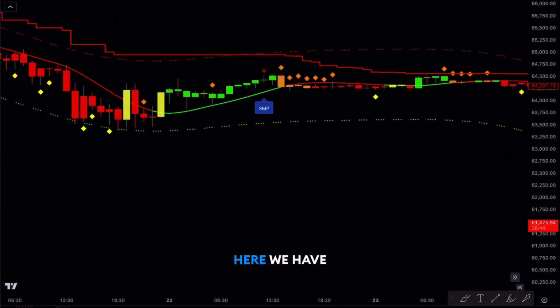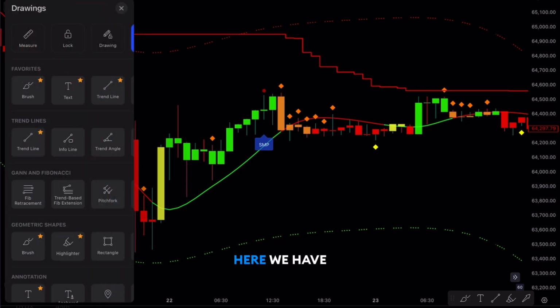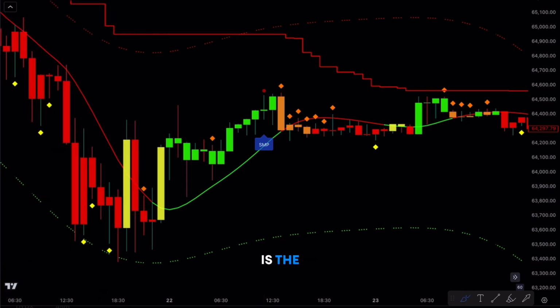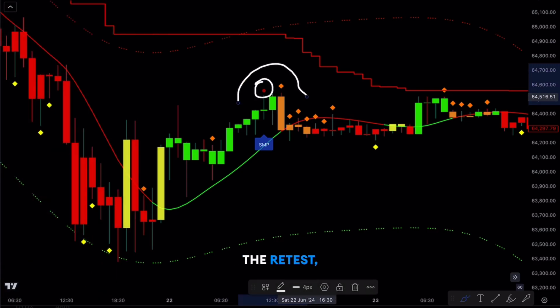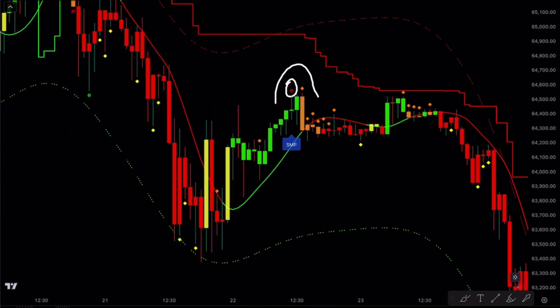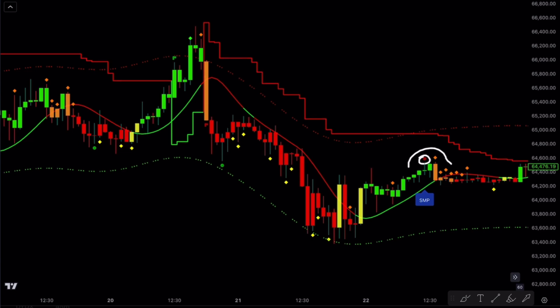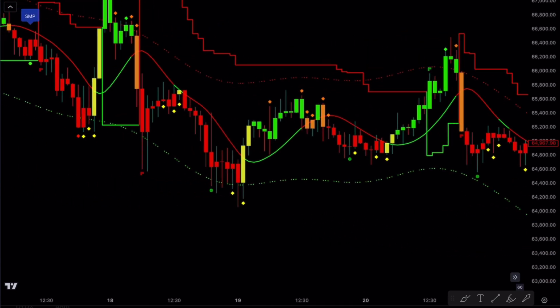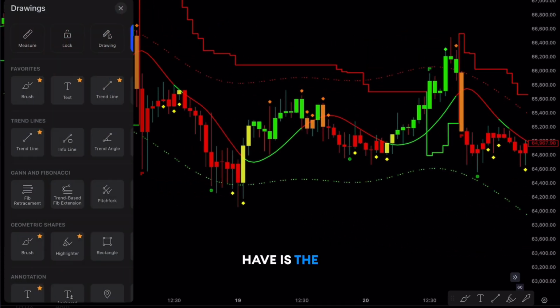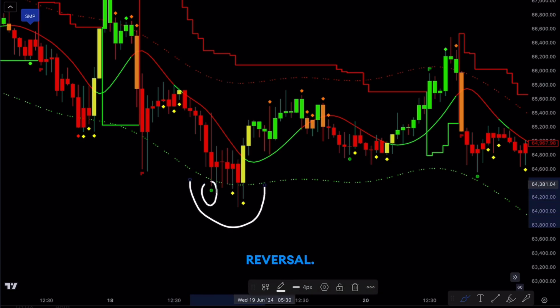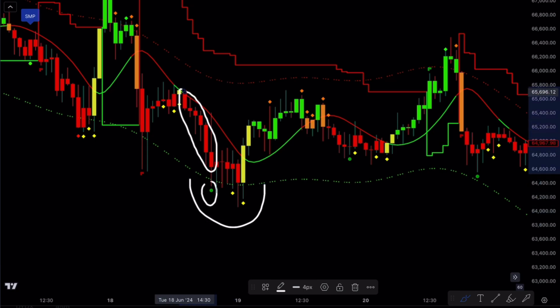Again here, we have the bearish reversal, which means the weakest. Again, we have the bullish reversal. So these reversals are highly useful to understand if the market is falling or if the market has bearish momentum.